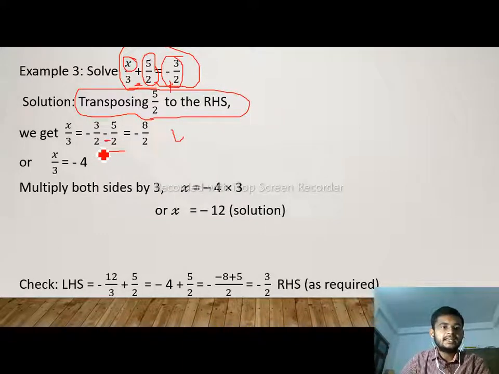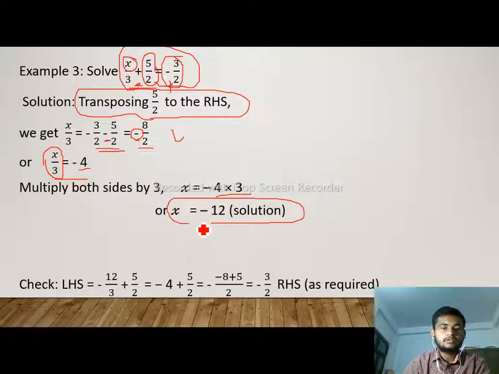Okay, so taking 2 as the LCM, both numbers get added because they contain the same sign, but with the minus sign in front. So it becomes minus 8 by 2, which is nothing but minus 4. Now the expression is x by 3 is equal to minus 4. Multiply both sides by 3 because 3 is the denominator in our expression. So we shift 3 to the right hand side. It becomes minus 4 into 3, which is minus 12, and we get x equal to minus 12 as the answer.